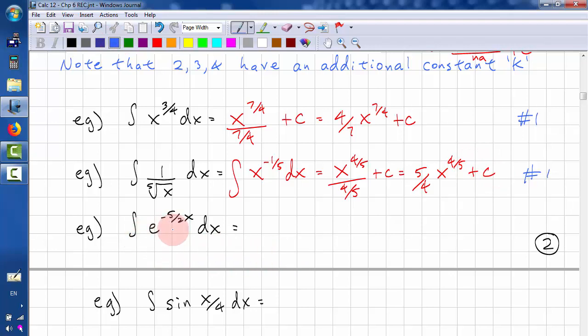Next, we have an exponential. It's an exponential because we have x in the exponent, so this is number 2. The integral of the exponential is just the exponential, and this has the chain rule built in, so it's divided by negative 5 over 2, plus c. Again, we don't want a fraction in the denominator, so we get negative 2 over 5, e to the power of negative 5 over 2 x, plus c.